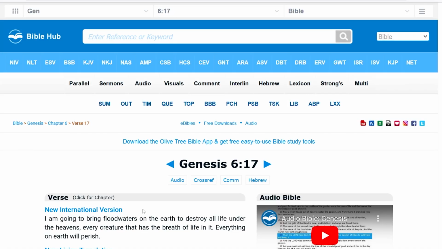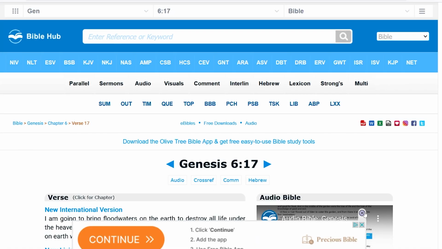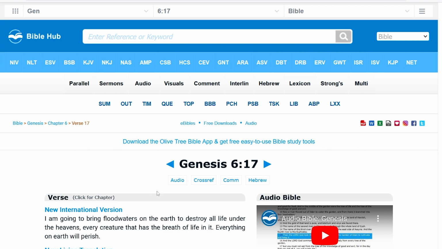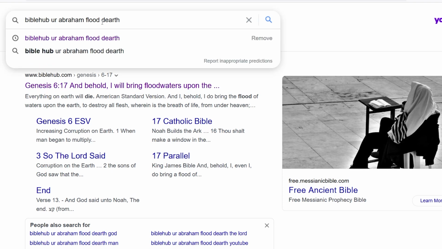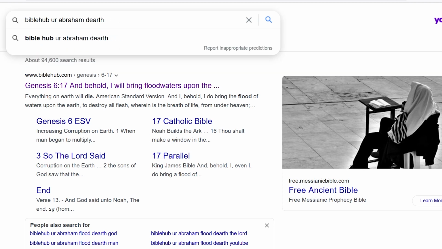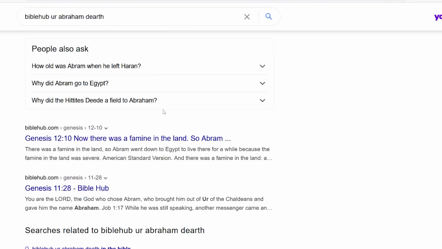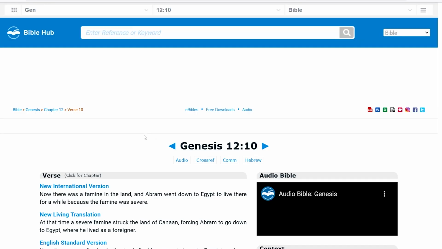Okay. Is this it? No, that's the flood. Let me see. There's like a famine going on over there where he was at. Yeah, see? Here he goes.